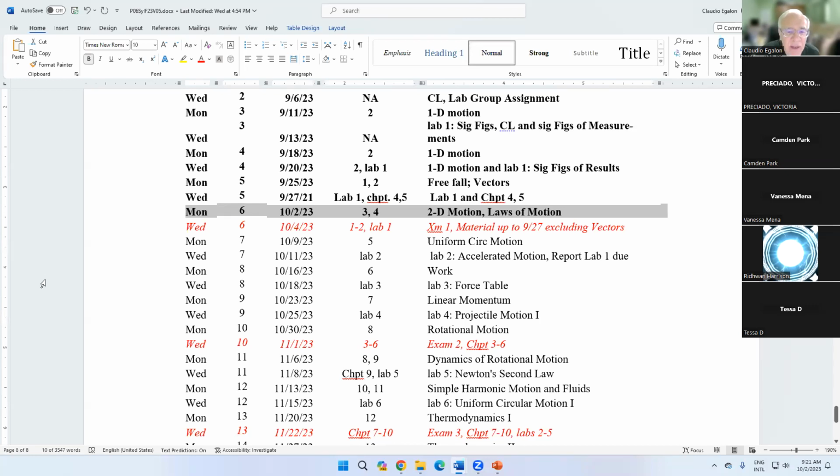Okay, and we are going to start 2D motion. Now that we finished the vector, we are going to start 2D motion. And hopefully we have enough time to start the laws of motion, like we want.